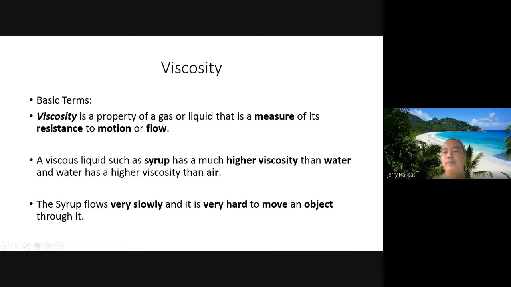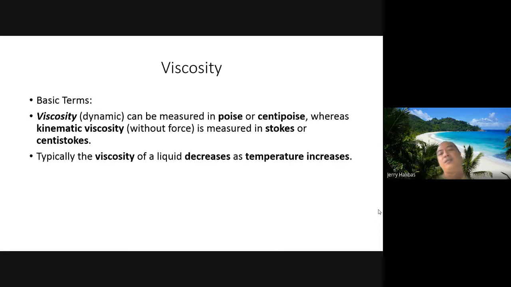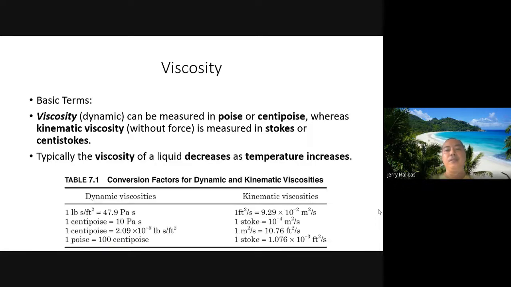Dynamic viscosity can be measured in poise or centipoise, whereas a kinematic viscosity, without a force, is measured in stokes or centistokes. Typically, the viscosity of a liquid decreases as temperature increases. Dynamic viscosities and kinematic viscosities are equivalent in different units.